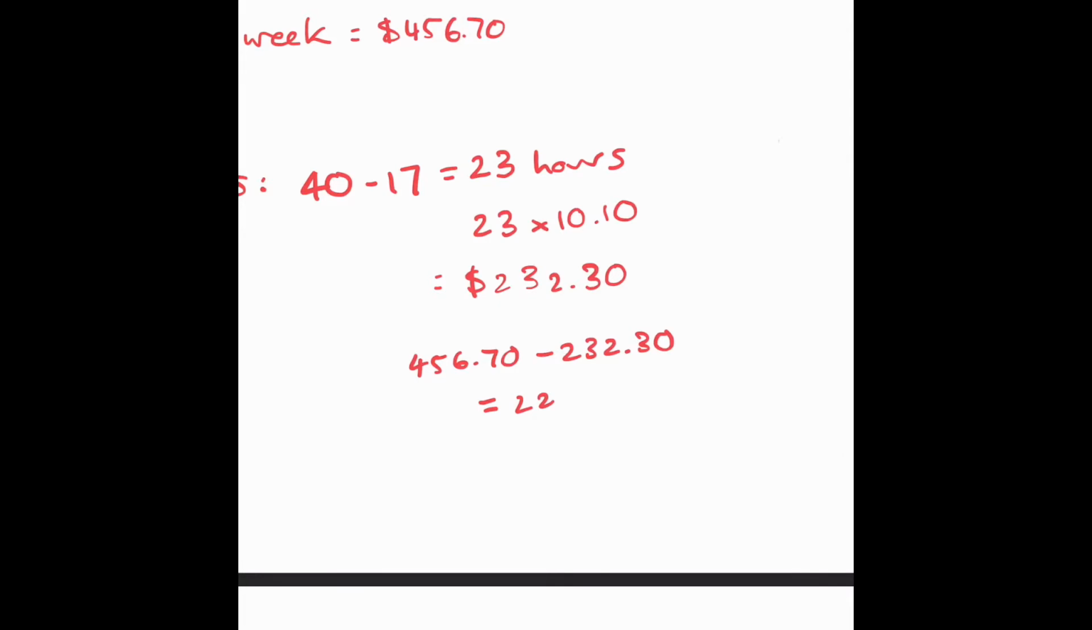And we get a difference of $224.4. I'll chuck a dollar sign on just to be clear. So this is the amount here that she has earned, just here, working alone, because this other amount here was with others. So the leftover must be what she got working on her own.